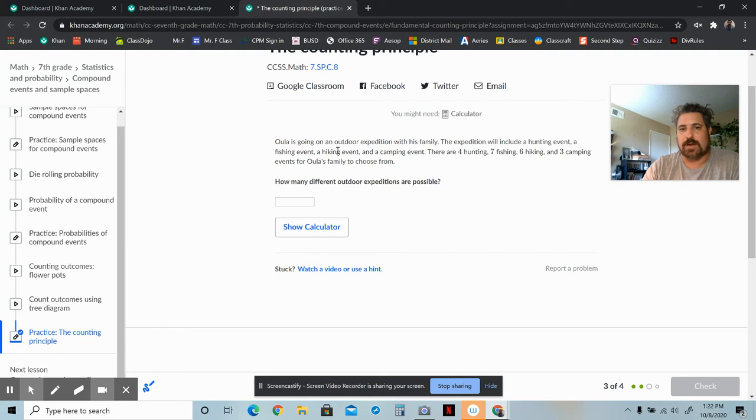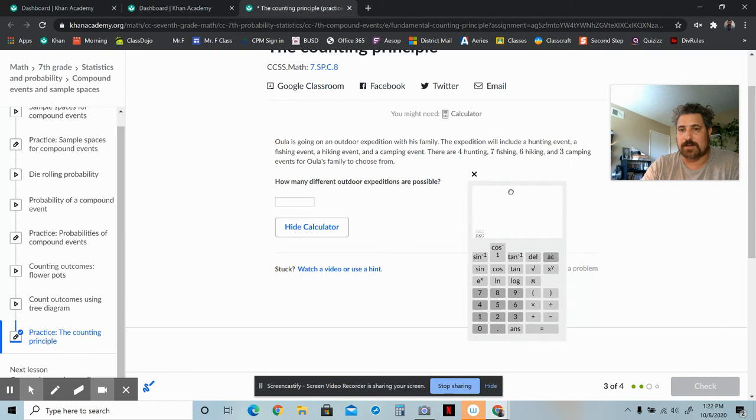Ula is going on an outdoor expedition with his family. The expedition will include a hunting event, a fishing event, a hiking event, and a camping event. So one of each of those. There are 4 hunting, 7 fishing, 6 hiking, and 3 camping events for Ula's family to choose from. Okay, so he has one of each of these categories. So we're going to basically be multiplying fourths times sevenths times sixths times thirds, to find out how many things are possible.